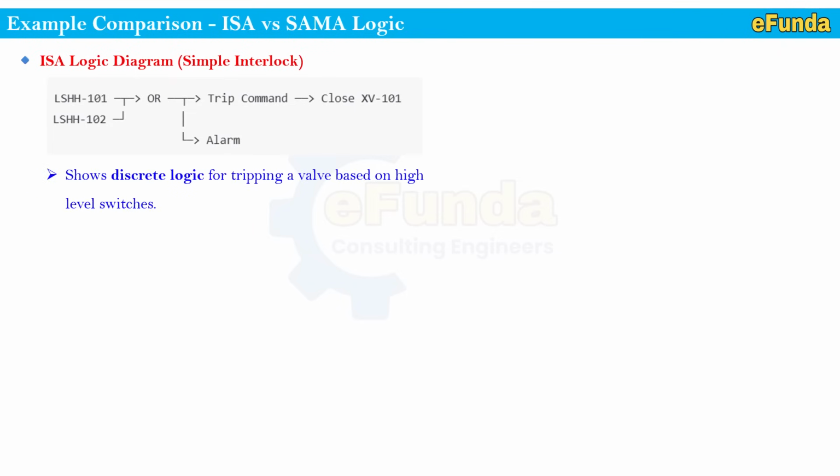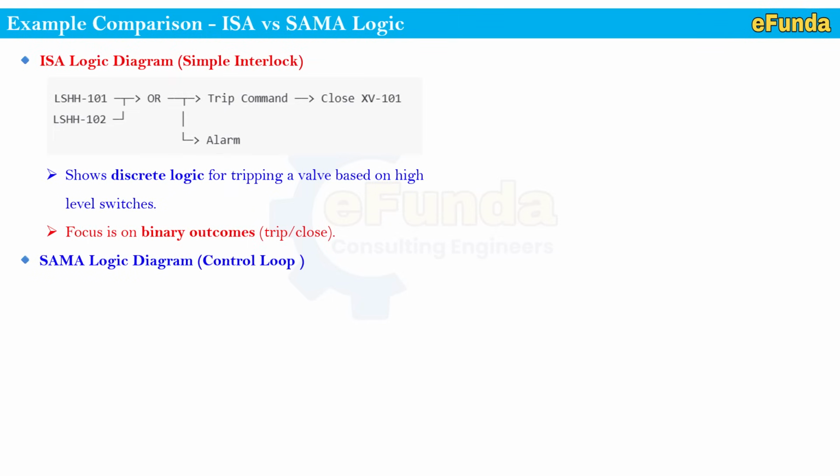It shows discrete logic for tripping a valve based on high level switches, focusing on a binary outcome, that is a trip or a control type. This is the simplified interlock system. Next, the SAMA logic diagram, that is a control loop.